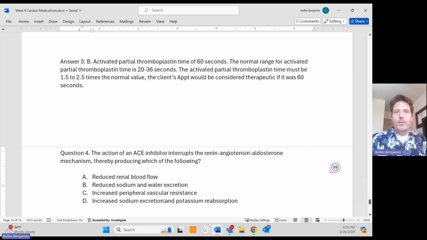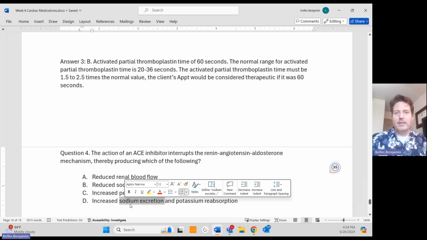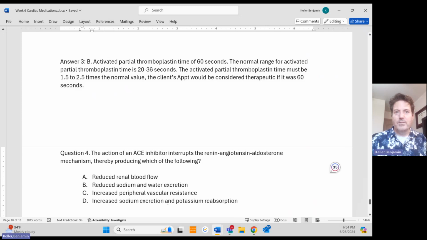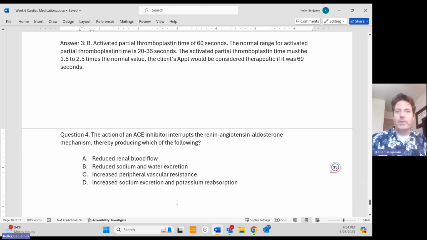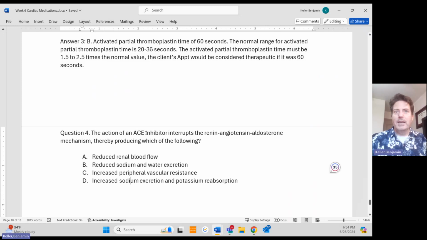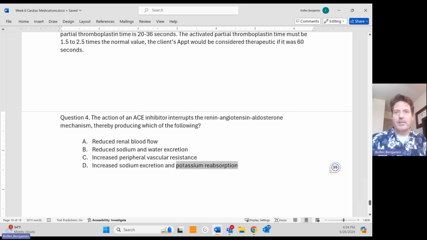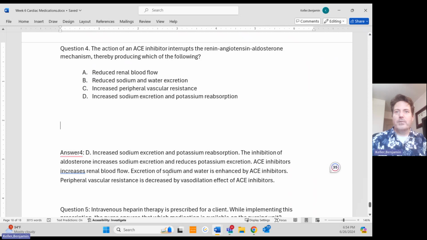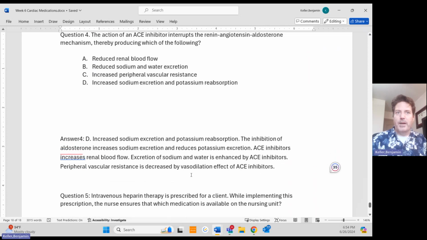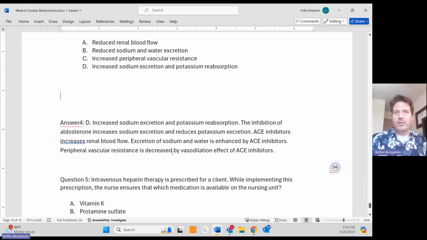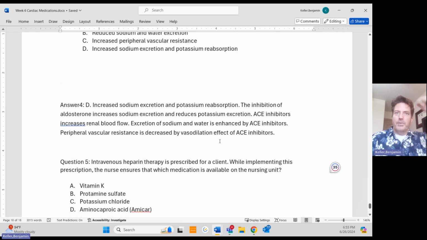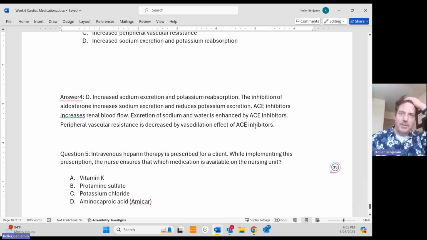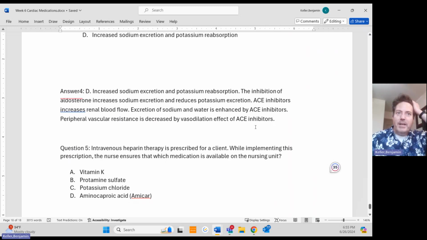How about this one? Increase sodium excretion and potassium reabsorption. Absolutely. So this prevents aldosterone and angiotensin, right? And aldosterone and angiotensin increase sodium retention. So if we inhibit that, then we will increase sodium excretion. And it also causes elevated potassium, which causes potassium reabsorption. So there it is. Increased sodium excretion and potassium reabsorption. ACE inhibitors increase renal blood flow. Peripheral vascular resistance is decreased by vasodilation from ACE inhibitors. So there you go.